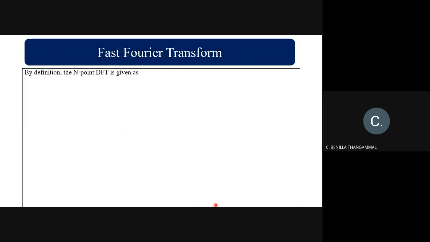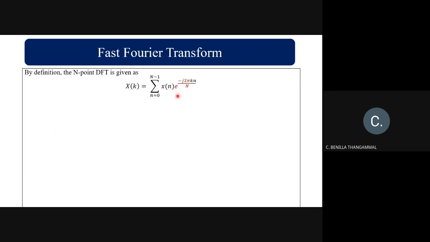Now we'll see this algorithm. By definition, the N-point DFT is given as X of k equal to summation n equal to 0 to N minus 1, x of n e power minus j2 pi kn divided by N. Here, how this computational efficiency is obtained is by capturing the commonly used term. In all the multiplications, a common term can be identified. Here k and n get varied, but this e power minus j2 pi by N never changes.